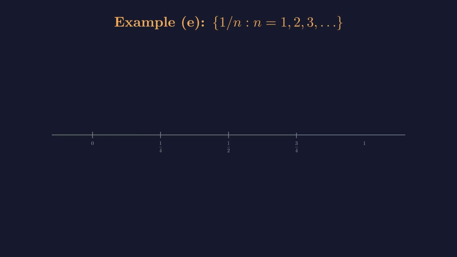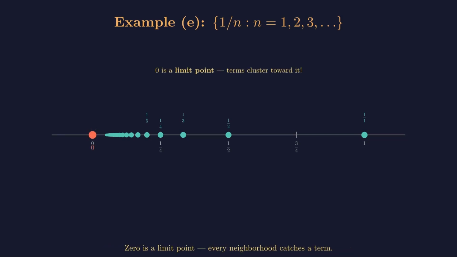This is the most interesting example so far. The set is 1, 1/2, 1/3, 1/4, and so on. The terms cluster more and more densely near 0. Notice how the dots pile up on the left. 0 is a limit point. Every interval around it, no matter how tiny, captures infinitely many terms of the sequence.